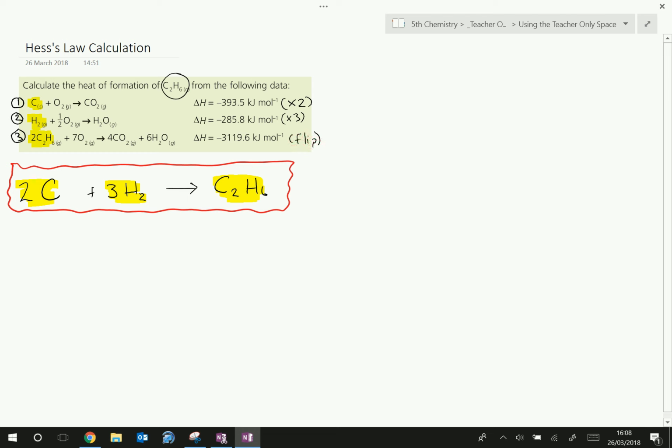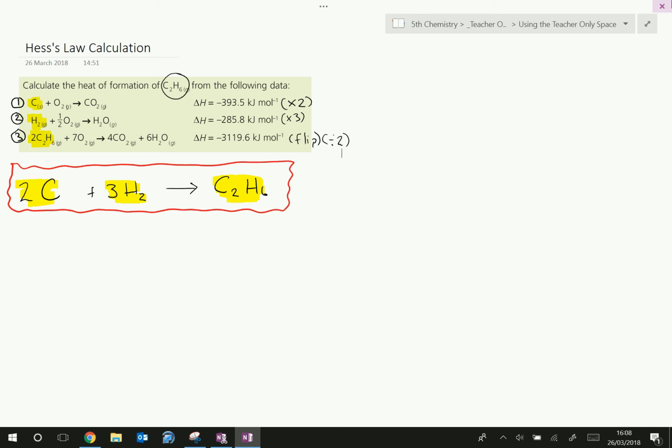Also, if we look at the coefficients, in equation 3 there is a 2 in front, but in my main equation there is no number in front. So what I'm going to have to do to make those be the same as each other is divide by 2. So I'm going to divide that one by 2 to make sure it has a 1 in front of it, just like my main equation. We need everything to match the main equation, not the other way around. We never change our main equation.